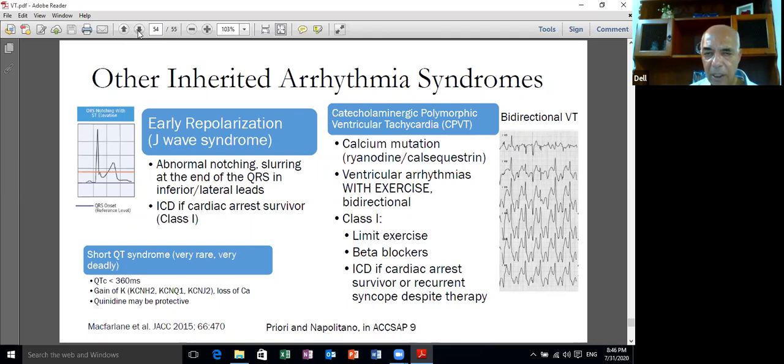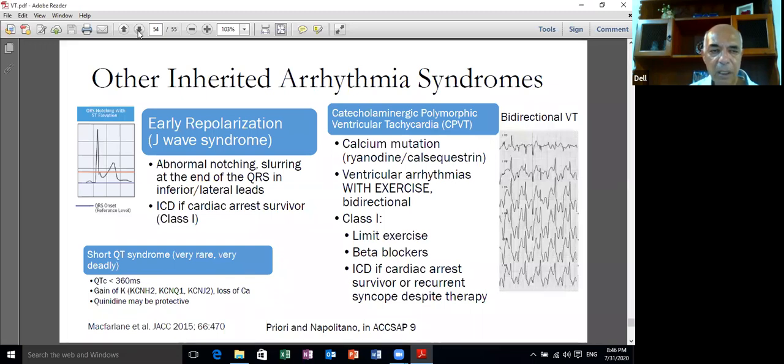A highly lethal condition. You think of it when you consider long QT interval, you measure the QT interval and you find it normal. So where is the meat? The meat is the long QT interval. It's not existing, so consider CPVT.